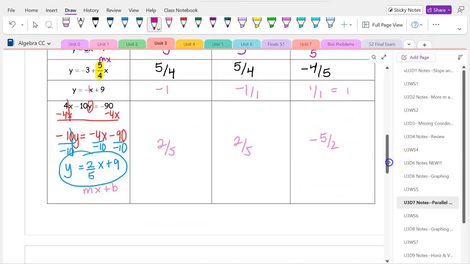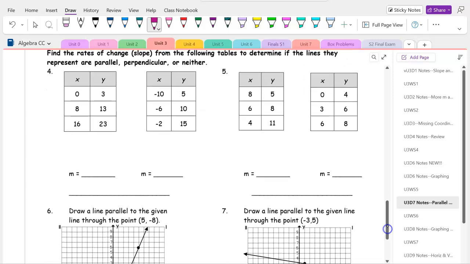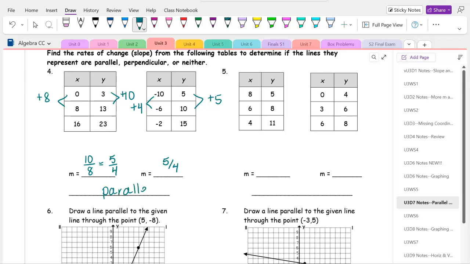Now let's try the same thing, but from a table. Remember, when we find our slope, you're really just looking at your jumps, and this is going to be change in y over change in x. So this is up 10 and up 8. Make sure you put that y on top, and then always reduce. This will be 5/4. All right, now we're going to do the same thing on the side. This is up 5. This is up 4. This is also 5/4. They are the same number. Slopes are the same. Lines are parallel.